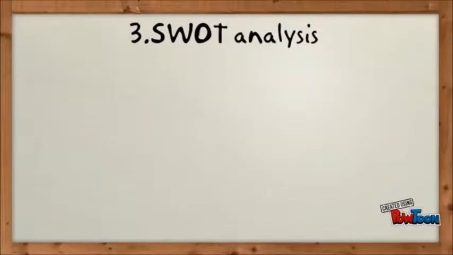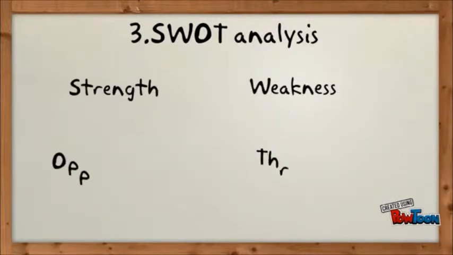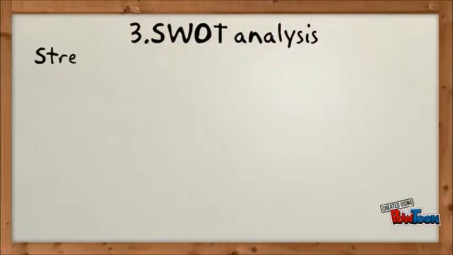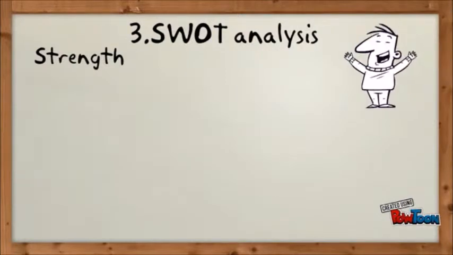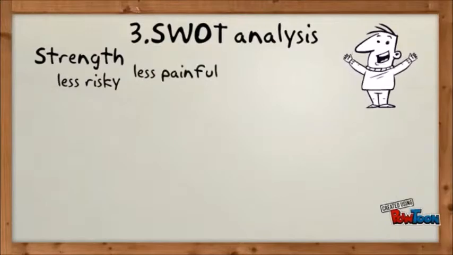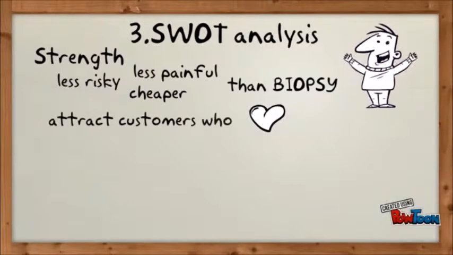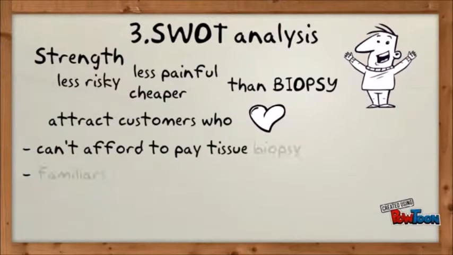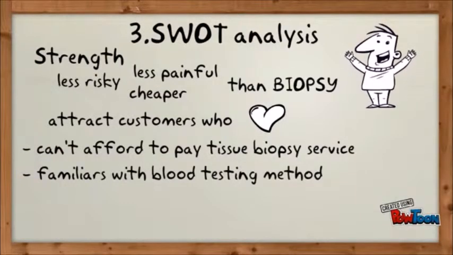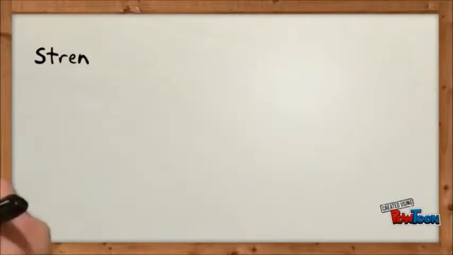Next, coming to the SWOT analysis: strength, weakness, opportunity, and threat. The first one, strength. We have 3 main strengths here for this business. First, Guardant 360 provides less risky, less painful, and cheaper cost than biopsies, which attracts new customers who cannot afford to pay for tissue biopsy services or are familiar with simple blood testing only.